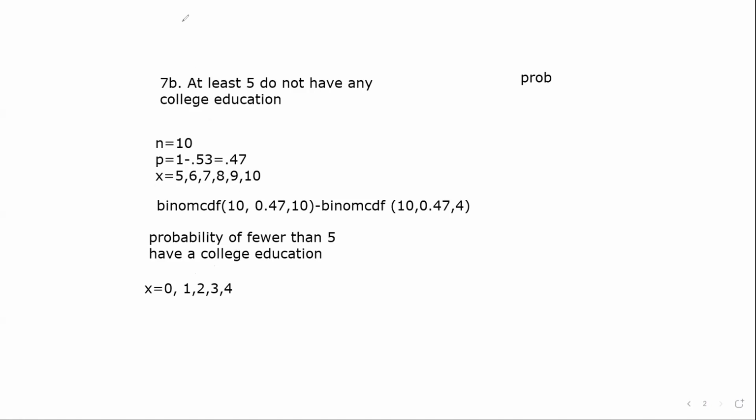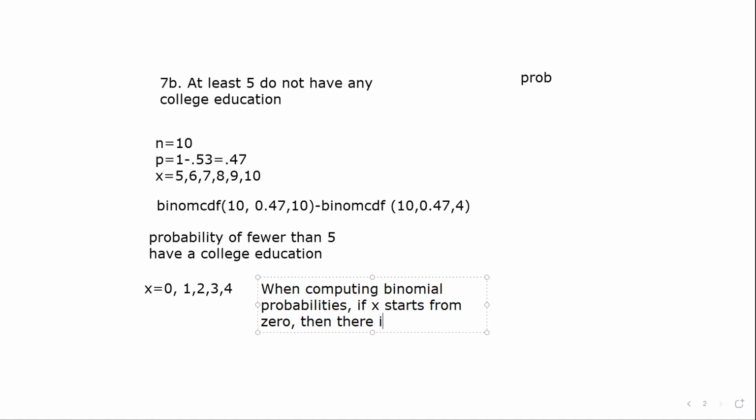Now, remember, when computing binomial probability, if your X starts from 0, which ours does here, then there is no need to subtract 2 cumulative probabilities.